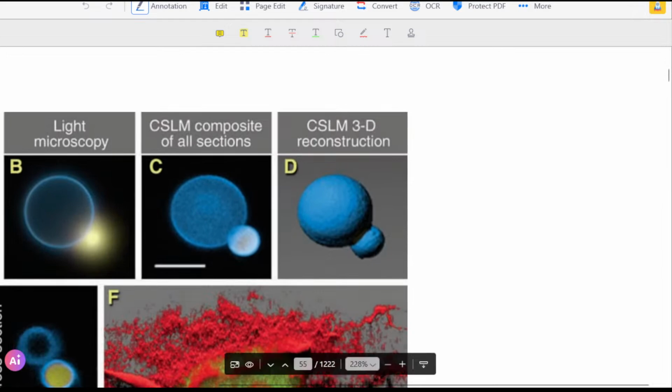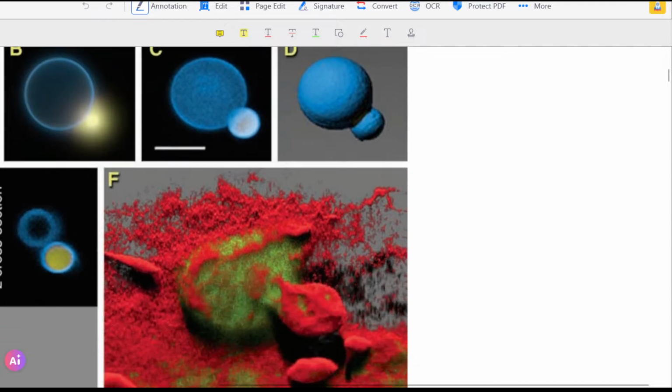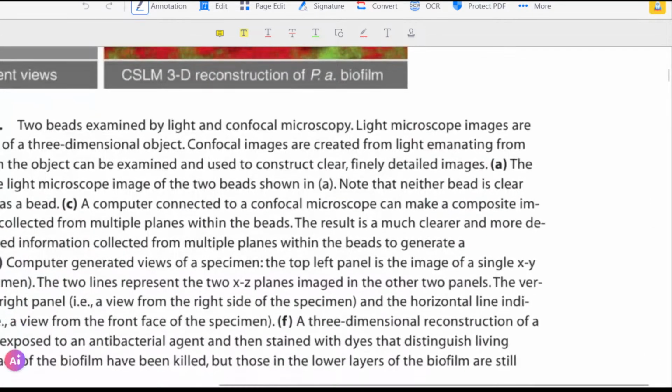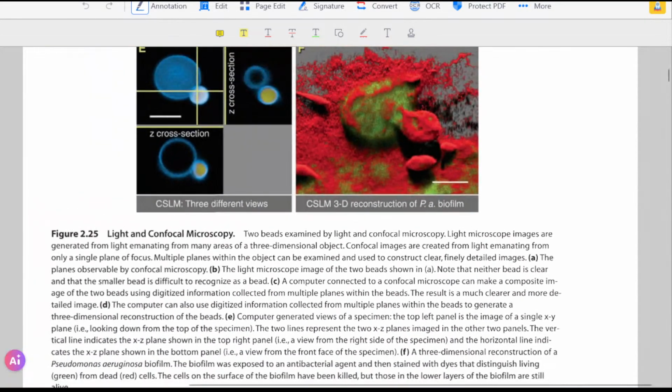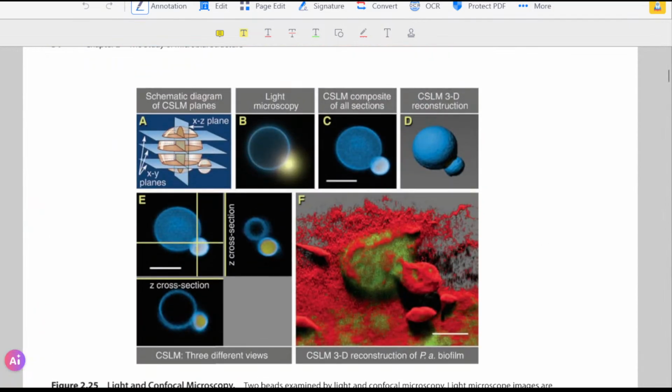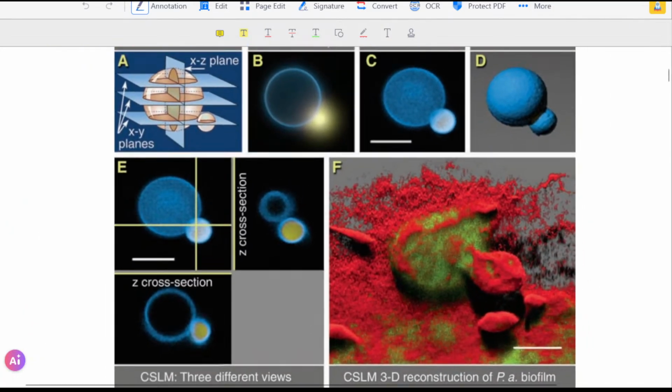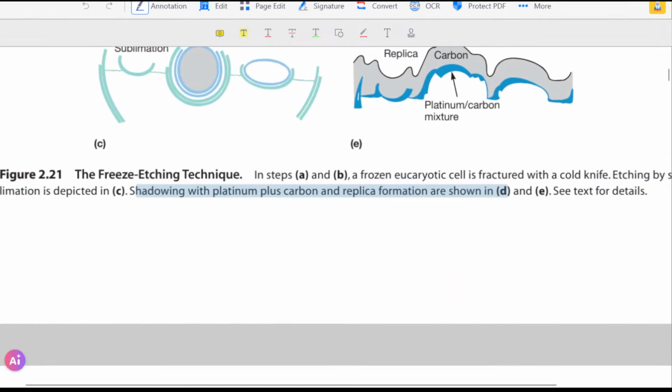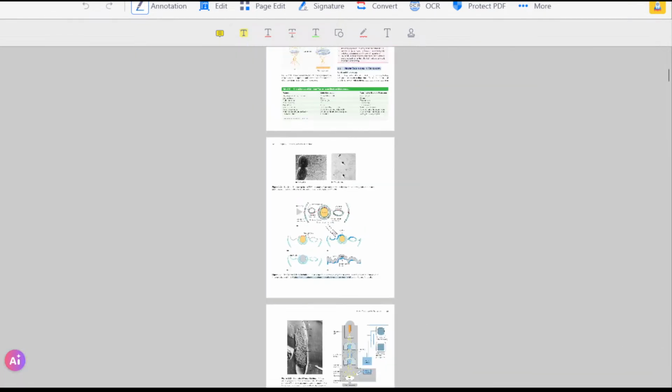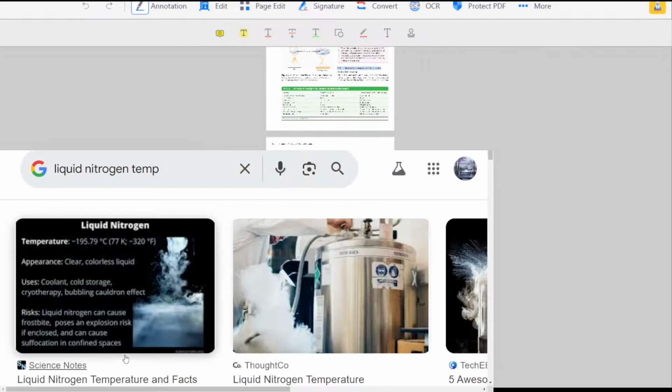Light microscopy, confocal composite of all the sections, 3D construction, Z cross section. What is this? No wonder I wasn't getting what they were talking about. This is not related to today's topic. So this is it. We are done.